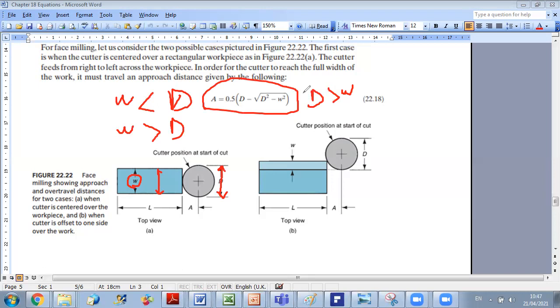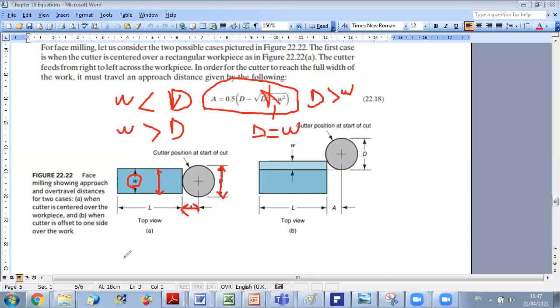So the first scenario is the case where D is larger than W, as you can see here in figure A. When the cutter is centered over the workpiece, the approach distance is equal to 0.5 times D minus the square root of D squared minus W squared. In particular, when D equals W, what will happen? If D equals the width, this term will cancel out, and A will be equal to 0.5 D.